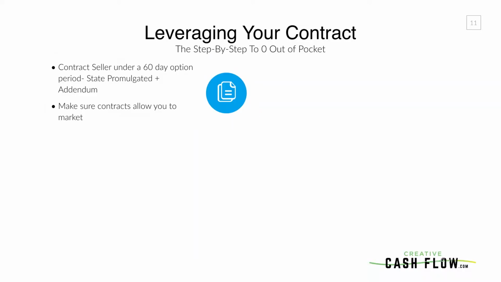So how are we actually going to structure this deal out, right? How are we going to figure it out on a technical standpoint of what we're going to do to buy it, to go from step 1 to step Z, to find how we're going to get this thing done. So step 1 is obviously contracting the seller. Now, when we contract the seller, we're going to do it under a 60-day option period. And we're going to use contracts that are the state promulgated form.